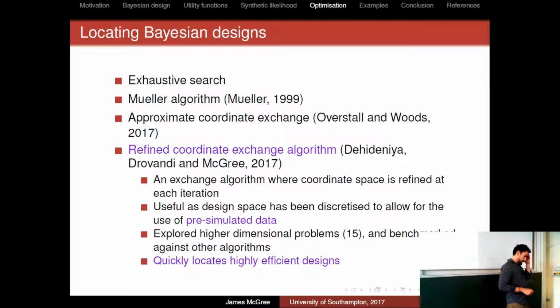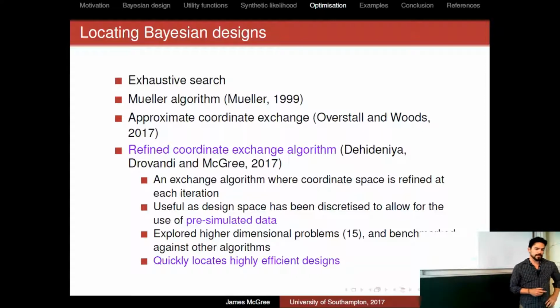Right, locating design. One slide on this, because I didn't really want to talk about it too much, but if you look in the literature, there are various different approaches. For example, there are exhaustive searches, particularly in discrete or sequential settings where there aren't too many options. Others have used the Muller algorithm in low-dimensional problems. Anthony and Dave proposed the coordinate exchange algorithm, and they've looked at really quite high-dimensional design problems. It seems to work quite well.